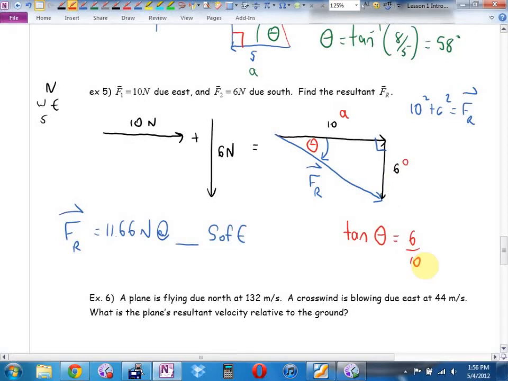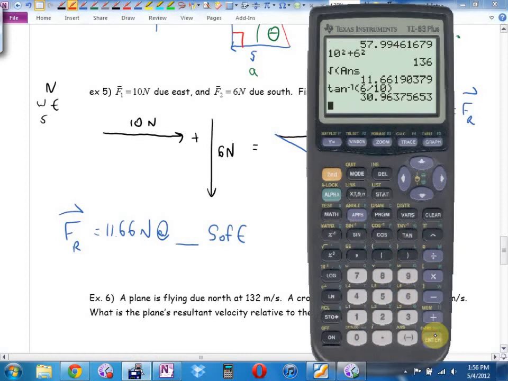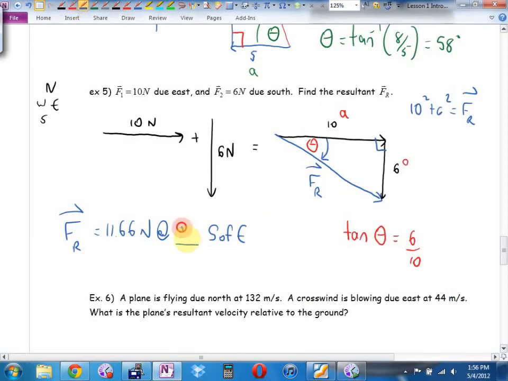How do I find an angle? Second function tan, right? Shift tan of 6 over 10. You get 31 degrees. 31 degrees south of east.